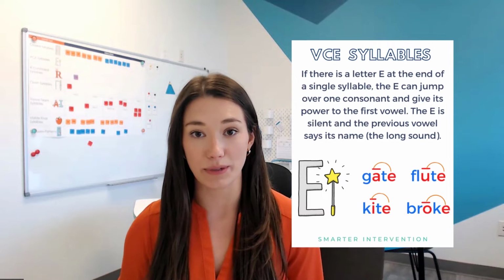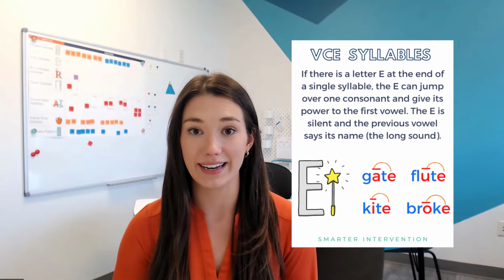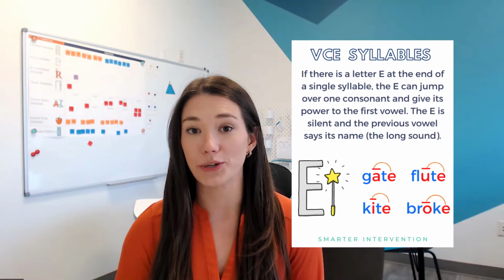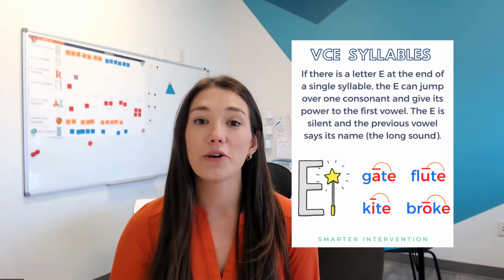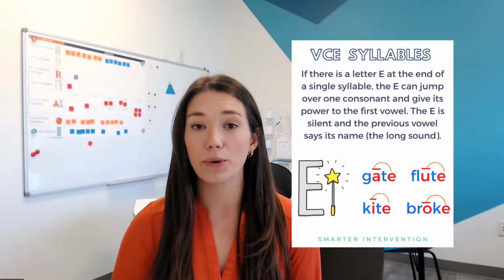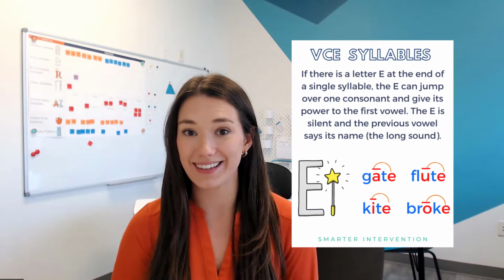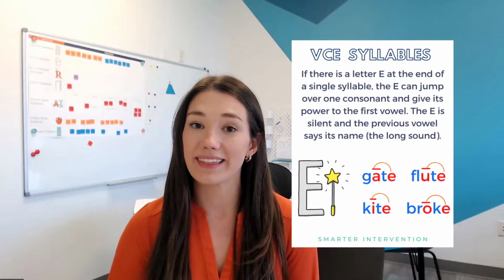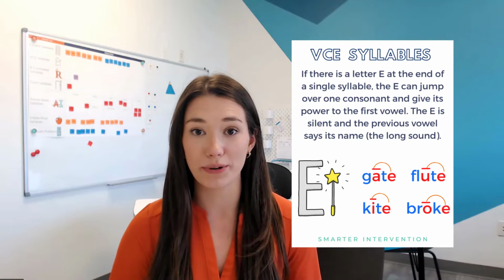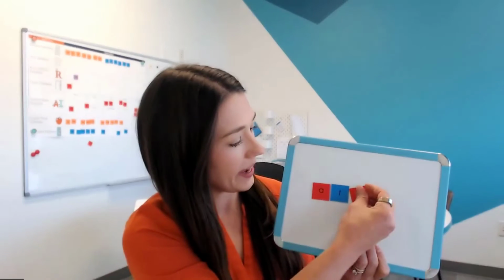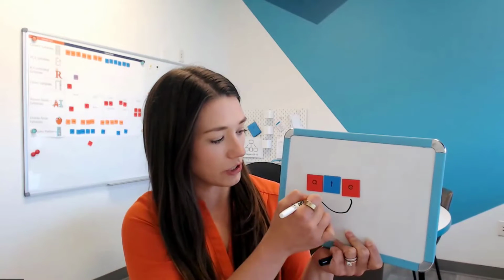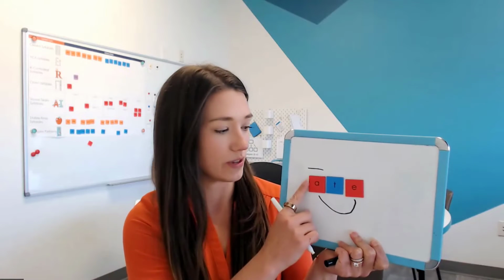The next syllable type that we work on with our students is the VCE syllable type. This stands for vowel consonant E. You may also have heard this referred to as magic E or silent E, but in this syllable type, we'll have one vowel followed by one consonant and then an E at the end. The E is silent, but jumps over to the preceding vowel to make it say its long sound. So if we start with at like we had before, and we add an E here, the E is not going to make any noise, but instead we'll jump over and make the A long. So this would be eight.